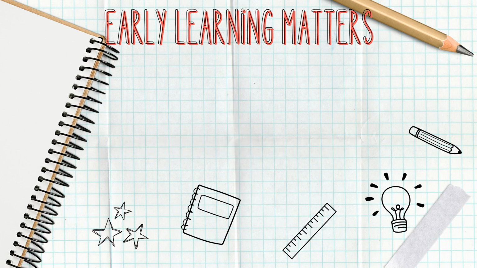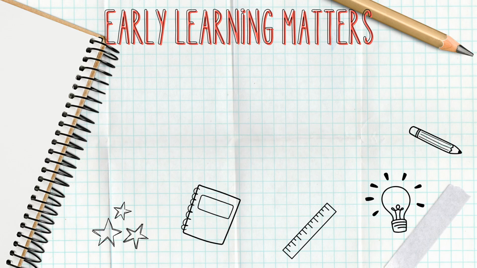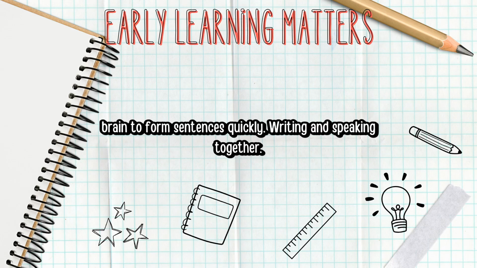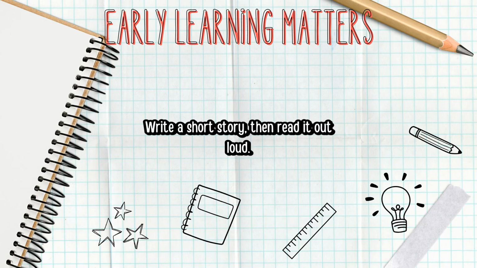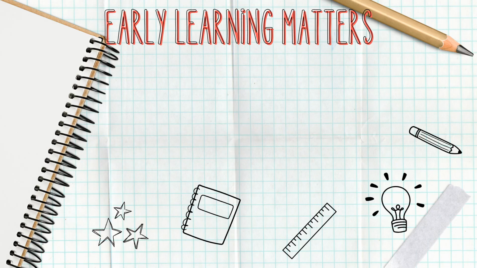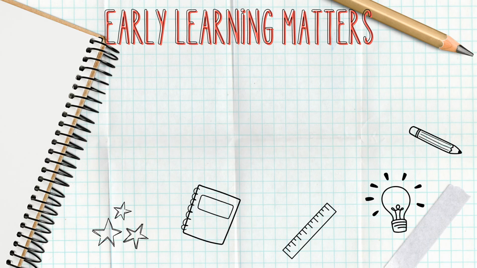After reading an article, explain it in your own words. This helps train your brain to form sentences quickly. Writing and speaking together: write a short story, then read it out loud. This helps reinforce sentence structure and speaking confidence.